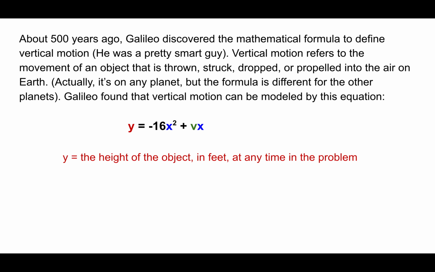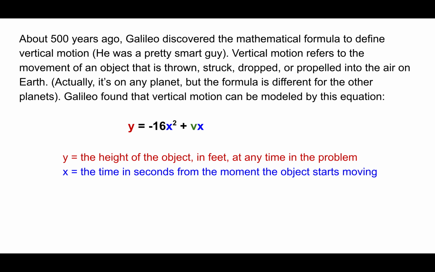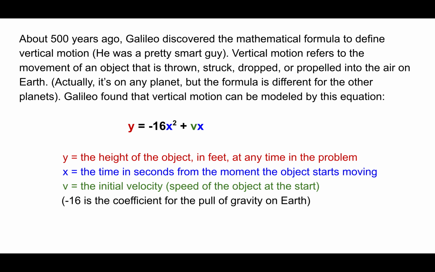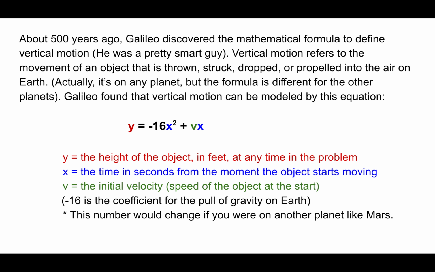Y represents the height of the object in feet at any time in the problem. X stands for the time in seconds from the moment the object starts moving. And v is the initial velocity, the speed of the object at the start. Negative 16 is the coefficient for the pull of gravity on Earth. So this number would change if you were on a different planet like Mars.